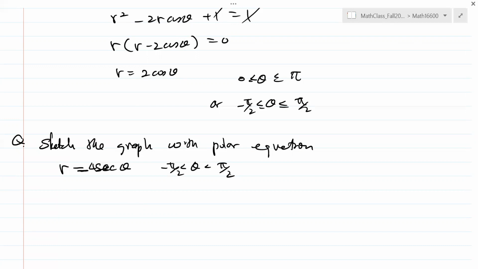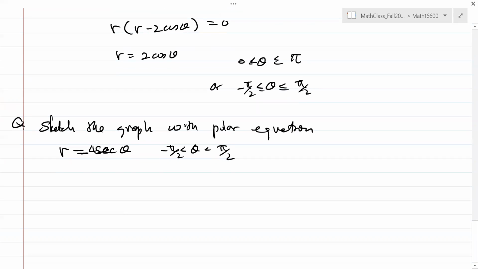The graph may not be the graph we want. But if you can convert it to an equation in x, y, maybe you're familiar with this type of equation. So you are able to see and understand the graph before you sketch it. So let's take a look at this. I'm not familiar with secant, but it's going to be like cosine theta, right?